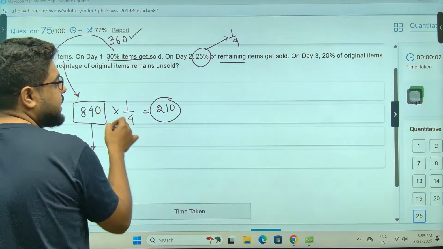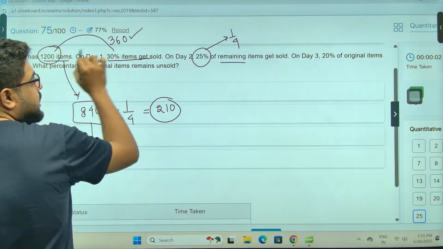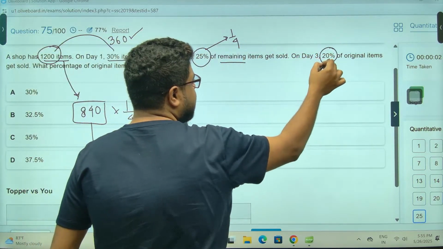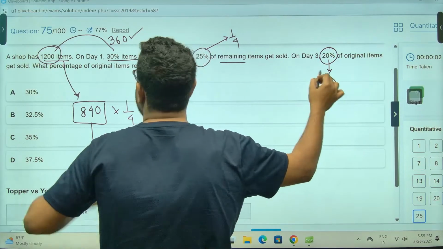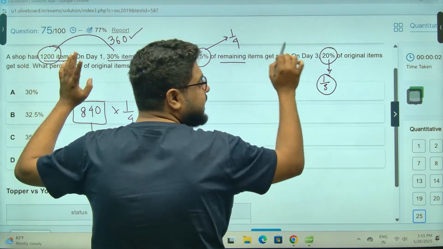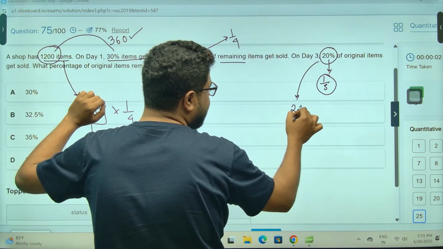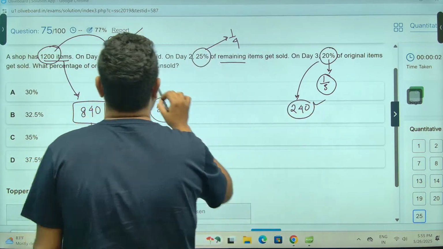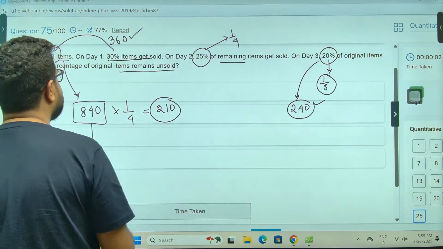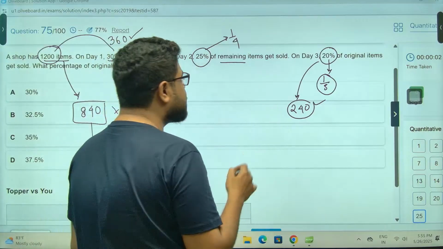We don't need anything. So, total, sir, 1200. 20% of that is 1/5. Or rather, you can do 12 twos are 20, 24. So 240 items got sold. Sir, they're asking for the remaining unsold items, as a percentage of the original. How many got sold, sir?